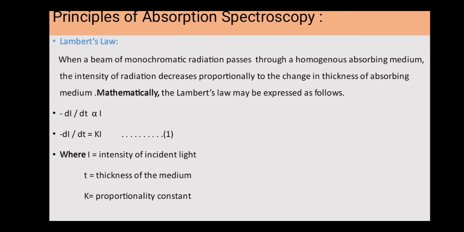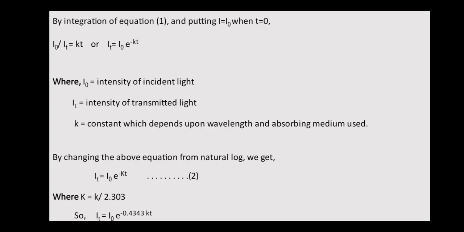This means that when radiation passes through the homogeneous medium or the substance studied under UV spectroscopy, the intensity of the radiation depends on the thickness of the absorbing medium, and it can be written mathematically as minus dI/dt is proportional to I, that is dI/dt = kI, where capital K is the proportionality constant, I is the intensity of the incident light, and t is the thickness of the medium.